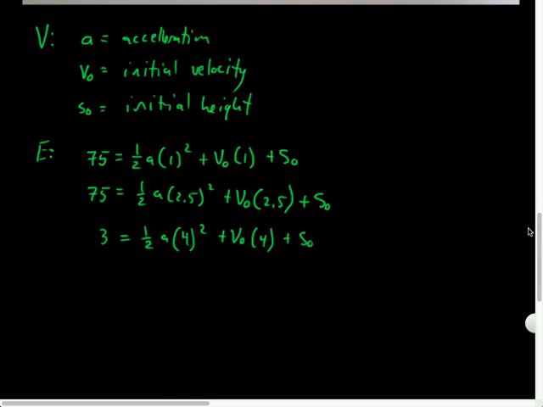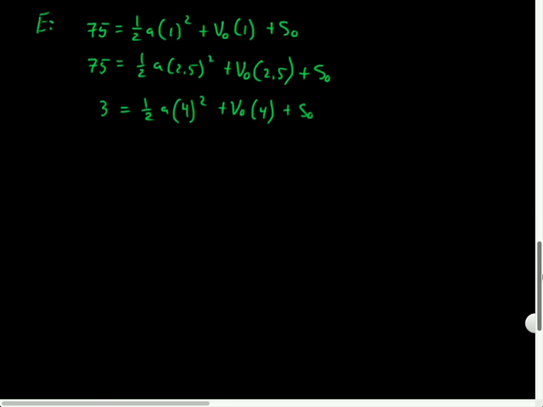So notice I have 3 equations and 3 unknowns. You know, this may end up having to go on the next slide or screen. We'll see. So to solve this, I first would recommend that we simplify some of these. So let's see, this top one: 1 squared is 1, half of 1 is 0.5. So I'd have 0.5a plus v naught plus s naught equals 75. Notice I just switched it around into the order we're more comfortable with.